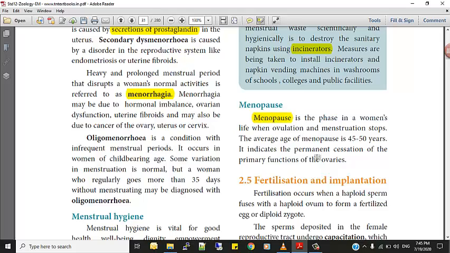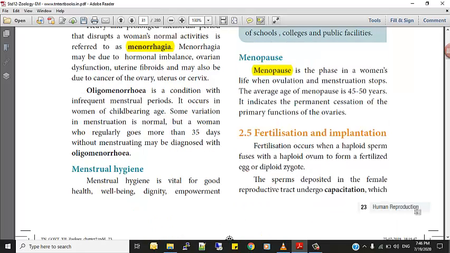So what is menopause? This can be asked as a 2-mark question. And now we are going to see the next topic, a very interesting topic, fertilization and implantation. I would like to show a beautiful video for you and explain with the video, and later we will come to the content of the textbook.